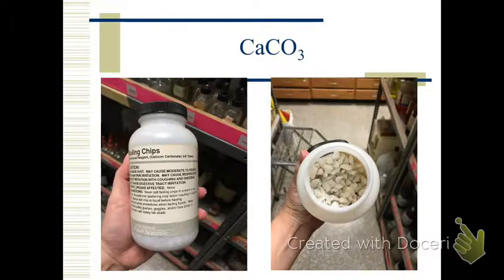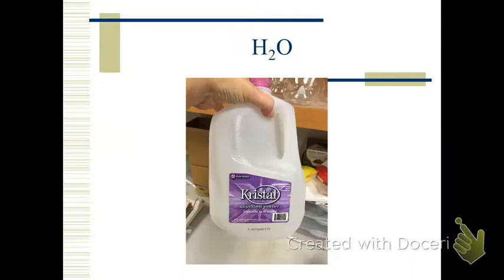And then the next one we have is CaCO3, calcium carbonate. When we open it up, it looks like rocks, and it looks like rocks because it is rocks. It's actually marble, which you have probably seen. They use it for decorating gardens and that kind of thing. And then the last one we have is H2O, which is kind of silly here, but I went ahead and grabbed a jug of distilled water just so you could see that water is clear, and it's a liquid.